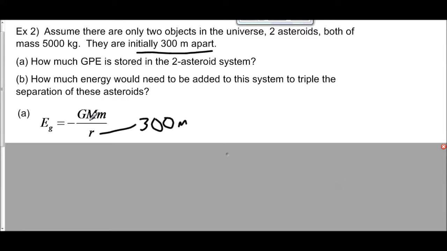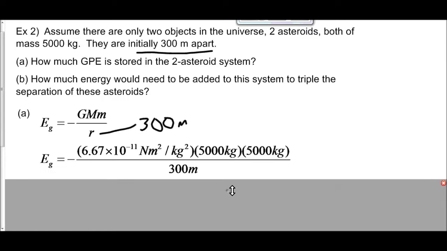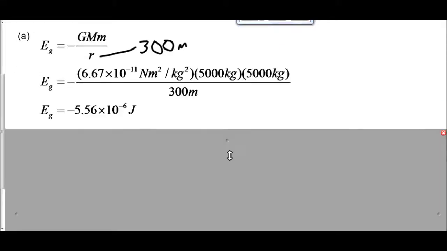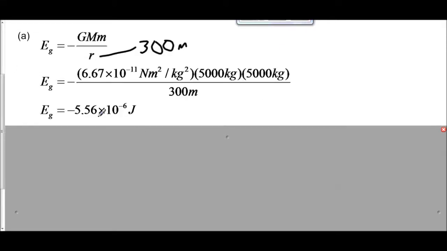So we're going to put those numbers in as I've done here. So 6.67 times 5,000, 5,000 divided by 300. And we do that and we get negative 5.56 times 10 to the minus 6 joules. Now this number again is incredibly small, 10 to the minus 6 joules.